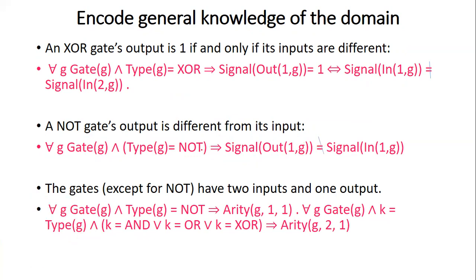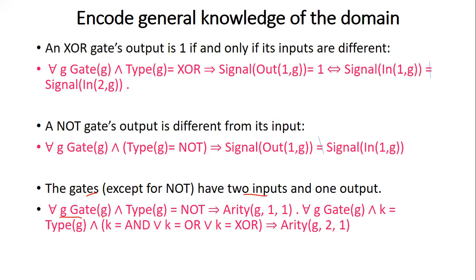And then the gates except the NOT gate have 2 inputs and 1 output. So basically we have discussed 3 gates: AND gate, OR gate, XOR gate, and one more gate we have discussed is the NOT gate. Apart from the NOT gate, all other gates have 2 inputs and 1 output. Okay, so that is represented like this.